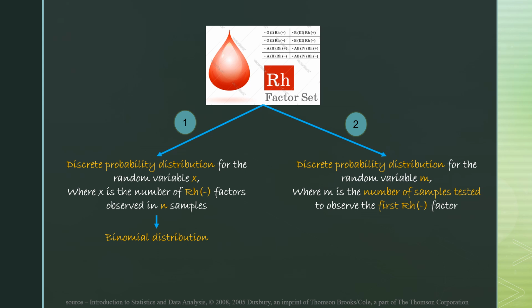The discrete probability distribution in case 1 is called the binomial distribution, and the discrete probability distribution in case 2 is called the geometric distribution. Let's dive into the details of each of these distributions. Let's start with the binomial distribution first.